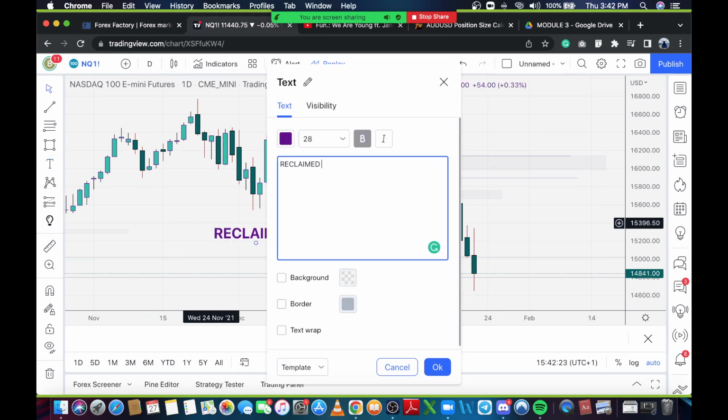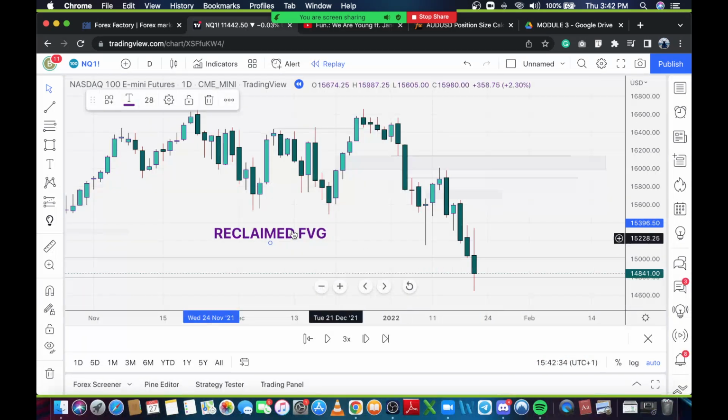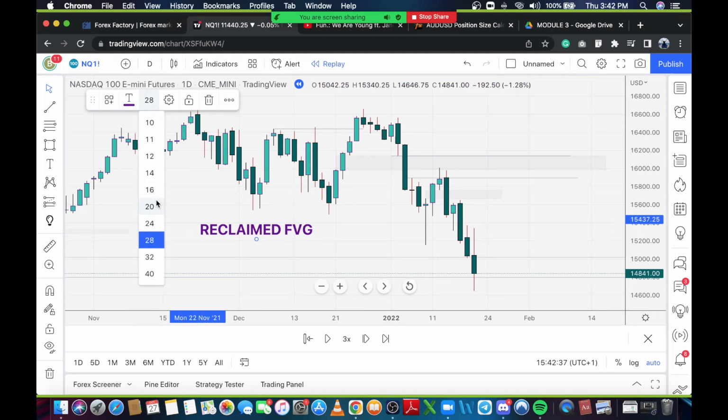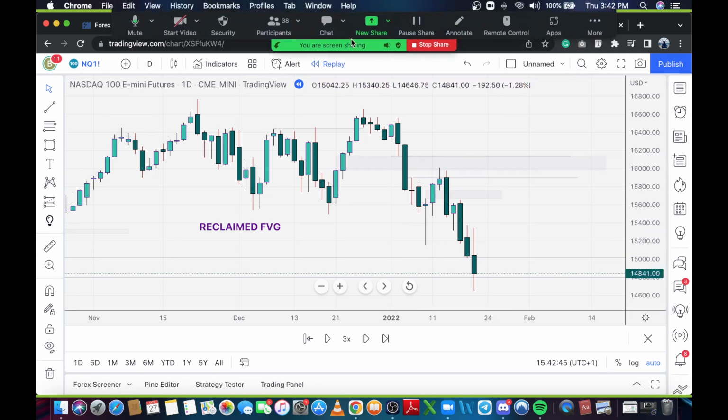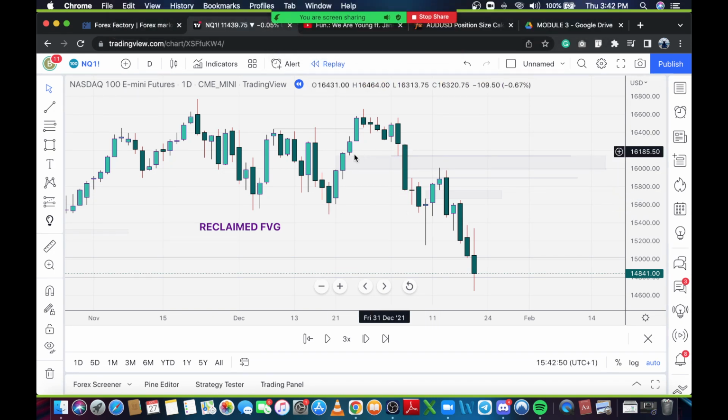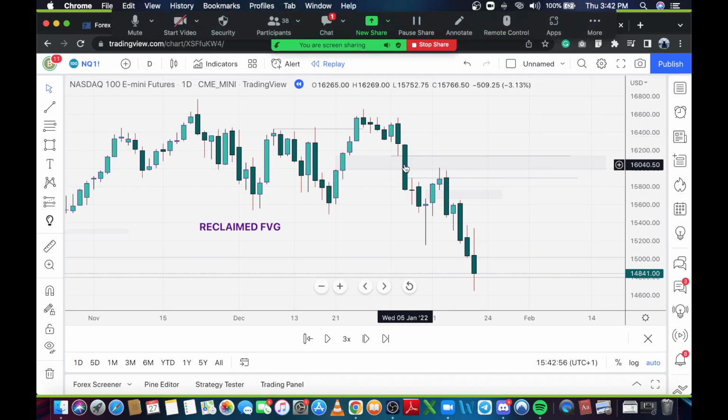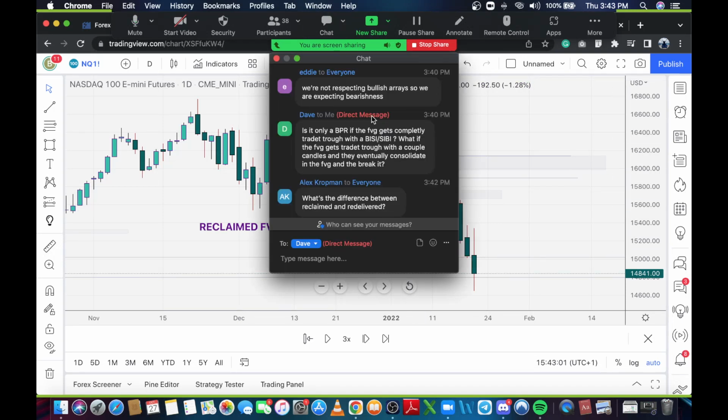So let me type it out for you guys real quick. Reclaimed BISI, okay? Or you can call it a reclaimed fair value gap. That becomes a reclaimed fair value gap. Now, the protocols for a reclaimed fair value gap are different from that of a BPR. In this example, the market can completely close in on this and it's still valid, okay? But for BPRs, we don't want to see closures. Does that make sense? So that's the difference. If it does not do this on one pass, meaning it does not really show that quickness in wanting to shift delivery state as we want to see, that makes it a reclaimed fair value gap and not a BPR. So that's the difference.